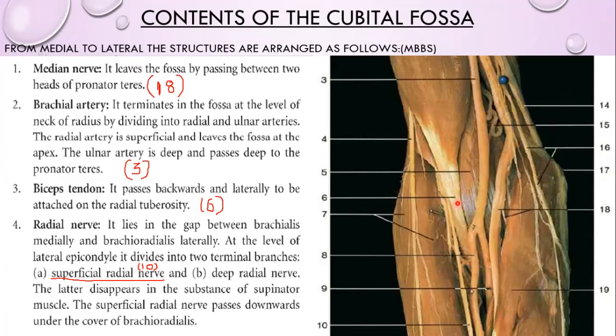Labeled in 6 is your biceps brachii tendon. Then radial nerve, here is your radial nerve. Then you can see at this level, it is dividing into a superficial radial nerve and this other one, deep radial nerve. Now, the superficial radial nerve usually lies under the curve of brachioradialis muscle. Then the deep radial nerve pierces supinator muscle.